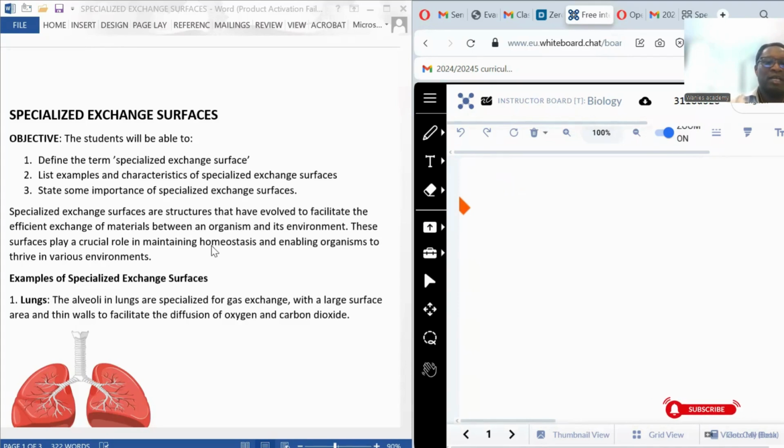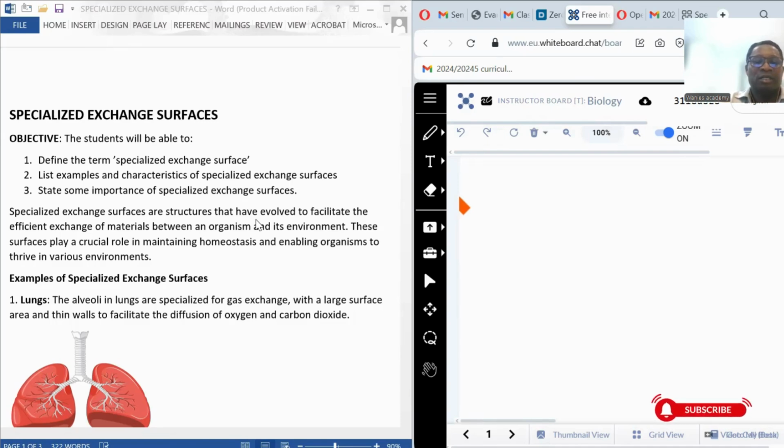Specialized exchange services are structures that are evolved, structures that are adapted to facilitate the efficient exchange or movement of materials between an organism and its environment. The environment of an organism can be aquatic or terrestrial. In the aquatic environment, for example, there's a need for dissolved oxygen to move into water bodies for aquatic animals like the fish to get oxygen for gaseous exchange.